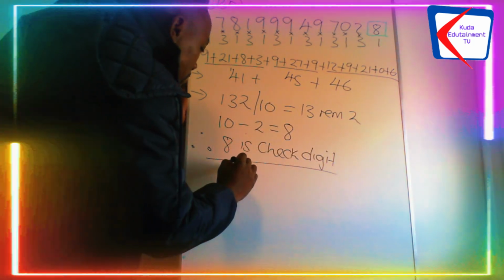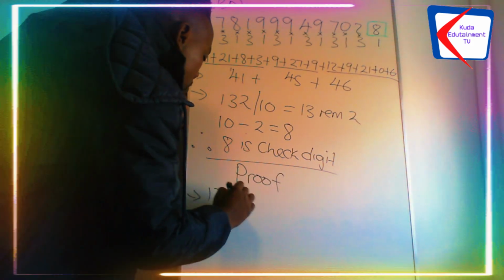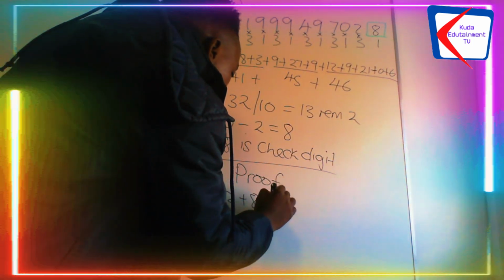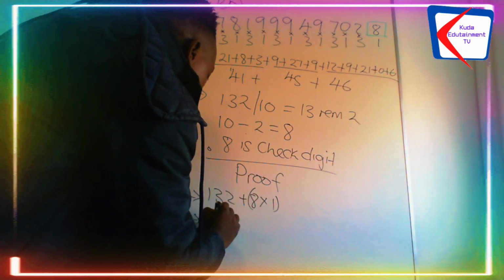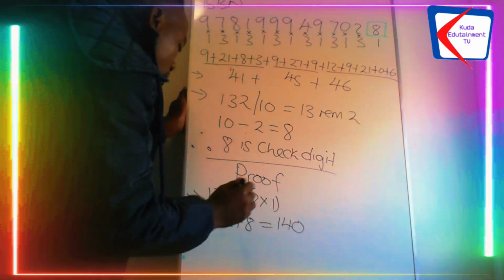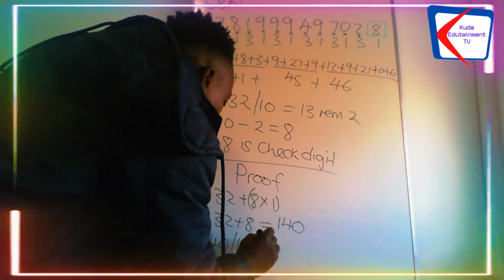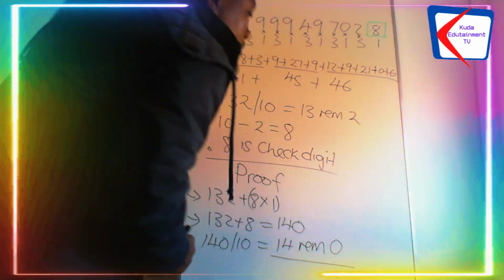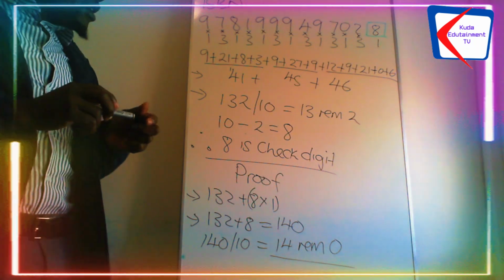So proof. We now have 132 plus 8 times 1, right? And 8 times 1 is just 8. So 132 plus 8 is equal to 140. 140 divided by 10 is equal to 14 remainder 0. So we can conclude at this point that 8 is the correct check digit.